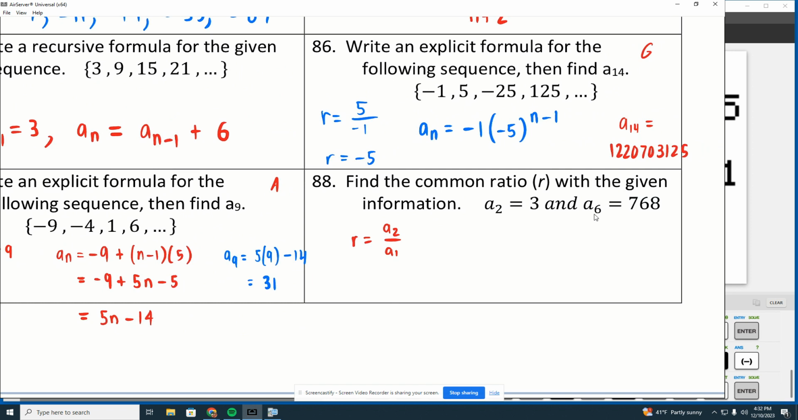So we're going to take our bigger term, a sub 6 value, 768, and we're going to divide it by our smaller term's value, a sub 2, which is 3. And remember the rule, since they're not consecutive like these two are, we have to remember to find r, we got to do how many are in between here. So 6 minus 2 is 4. So I got to multiply r by itself 4 times to give me this value. So to find my solution, I'm going to do the fourth root of 768 over 3. And that will give me my r.